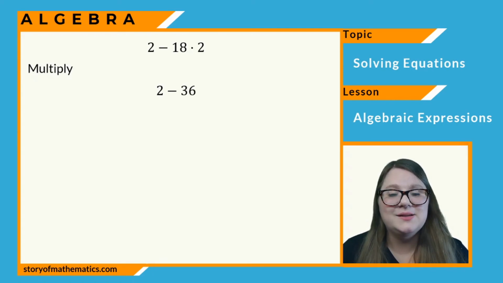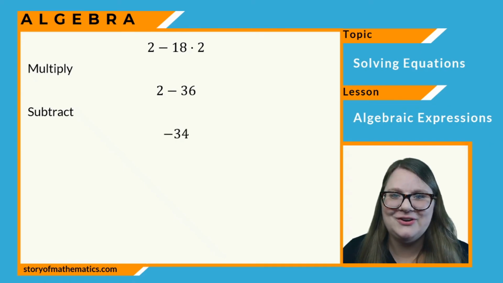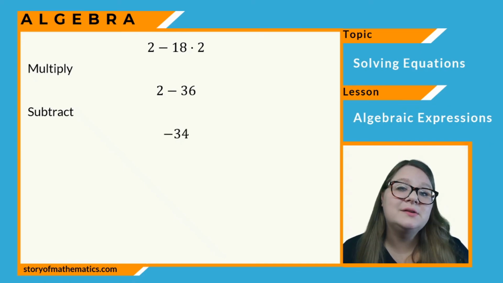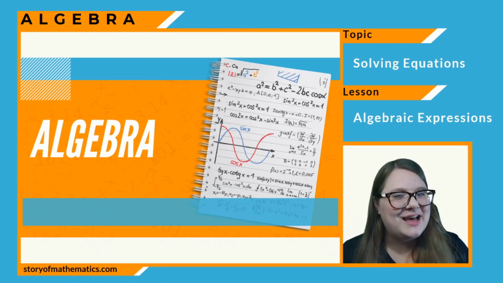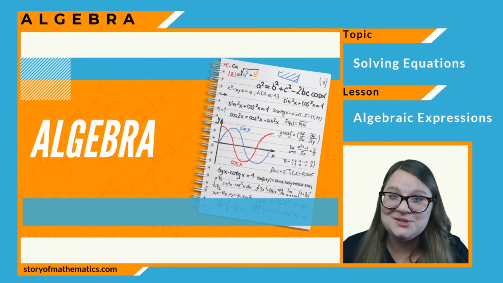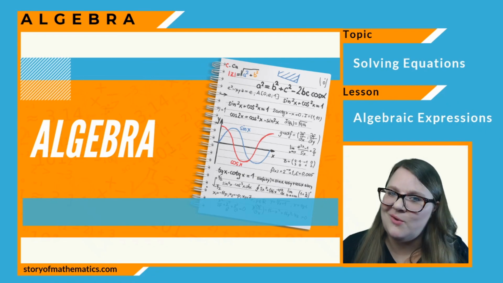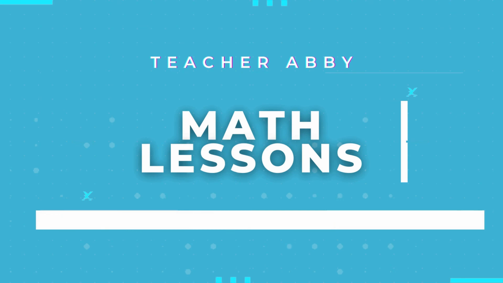The last step, the only one we have left, is 2 minus 36, which is subtraction, which is going to give me negative 34. So you see, even when it looks complicated, we still go through the exact same steps. And that is how you simplify an algebraic expression using order of operations.